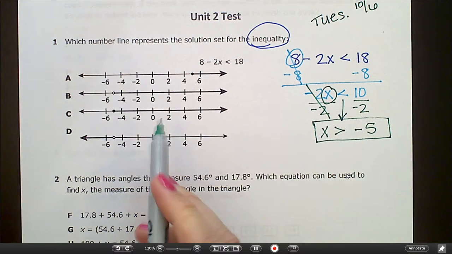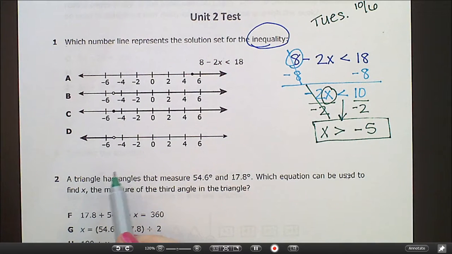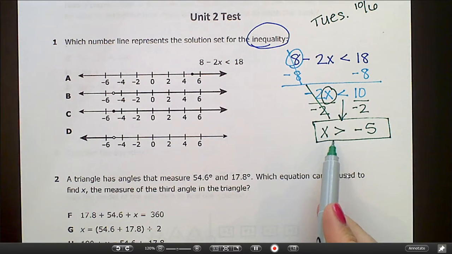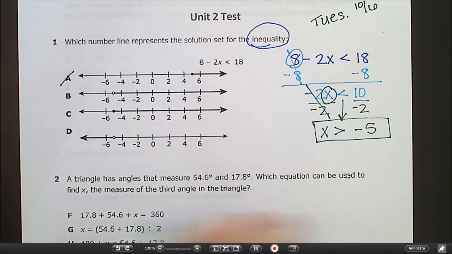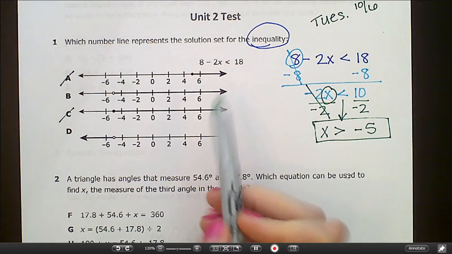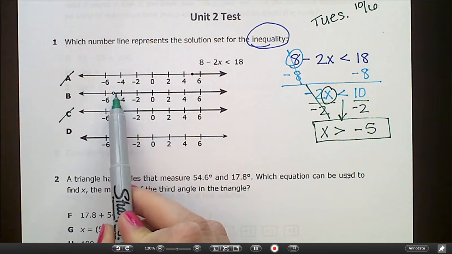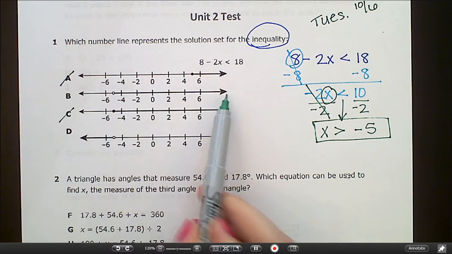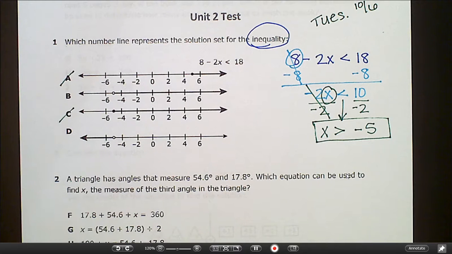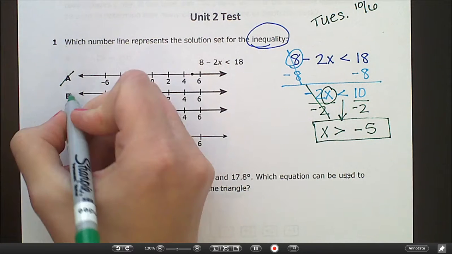So let me look at my answer choices over here. I know it has to be greater than, and it's not equal to, which means that I can already cross out A and C, because the closed circle means that it could be equal to also, and it can't. So I need to know, does my arrow need to go this way or this way? And I know that some people got a little confused because it was hard to tell which side was darker. So our answer is going to be B.